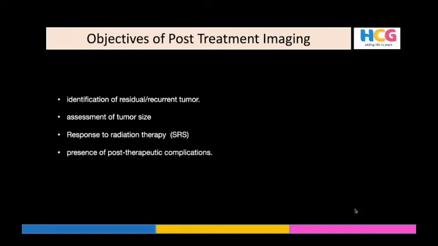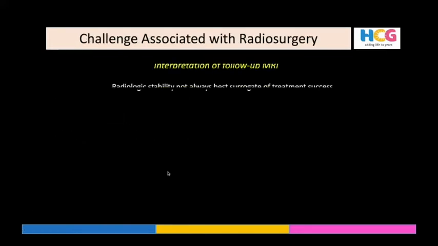So honestly, yes, this is something which we always need to keep in mind. Why do we really need to do the post-treatment imaging? We need to essentially identify the residual and recurrent tumors, assess the tumor size, response to radiotherapy, and the presence of post-therapeutic complications. Now, the biggest challenge associated with radiosurgery is interpretation of the follow-up MRI. Radiologic stability is not always the best surrogate for treatment success.